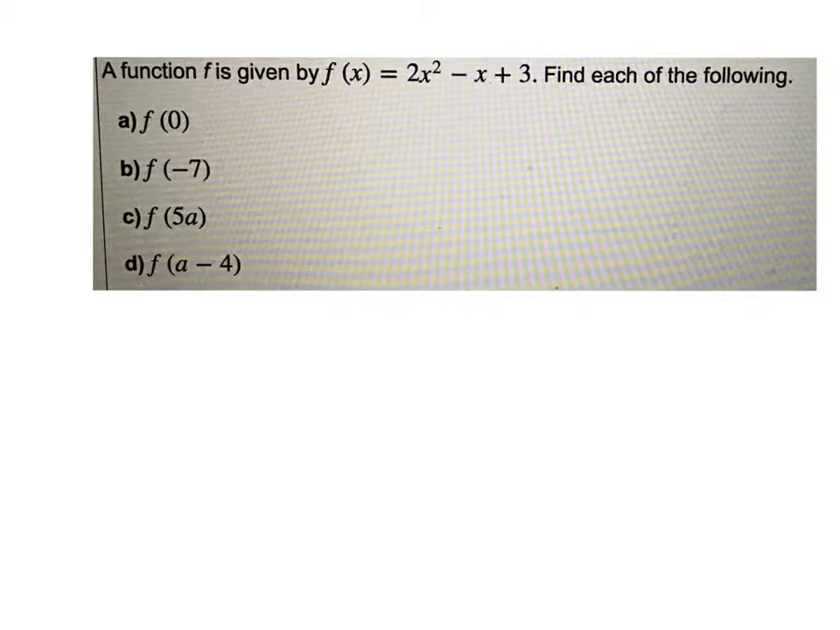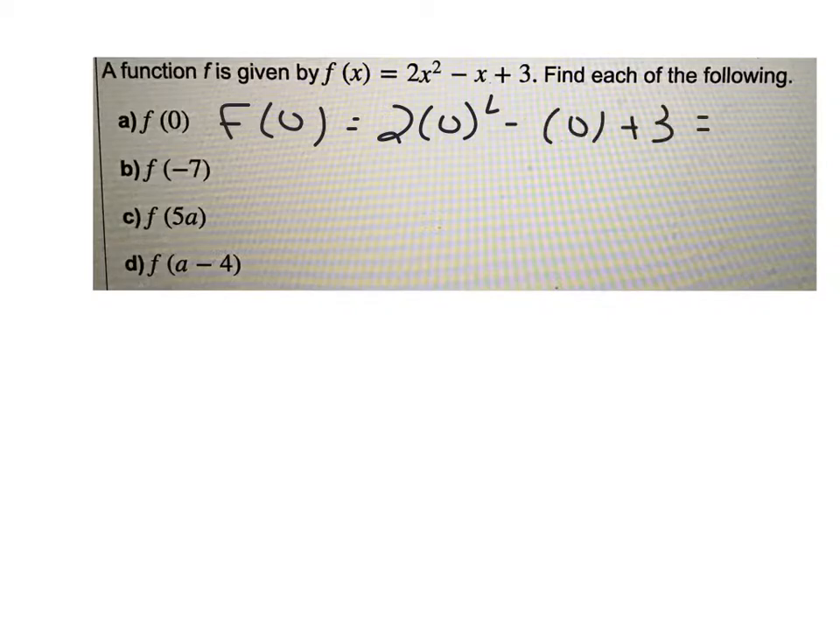A function is defined by that equation, 2x squared minus x plus 3. Find each. The first thing says f of 0. Now, whenever you see this notation like f of 0, it does not mean f times 0. It means you're going to take the 0 and you're going to plug it in for the x's. So it would look like this. 2 times 0 squared minus 0 plus 3. If you notice, all I did is I put a 0 everywhere there's an x. And if I work all that out, you just get 3. That's pretty easy to work out.